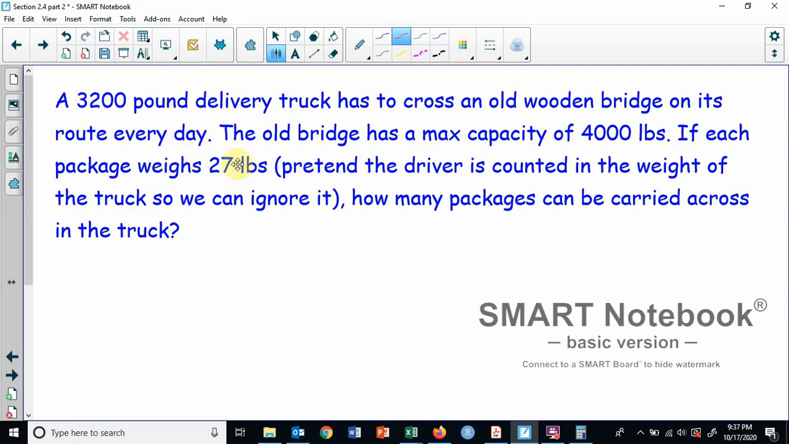So if each package weighs 27 pounds, how many packages can be carried across in the truck? Okay, so let's think about this. We're looking for how many packages we can have, right? So let's define a variable, x equals number of packages.